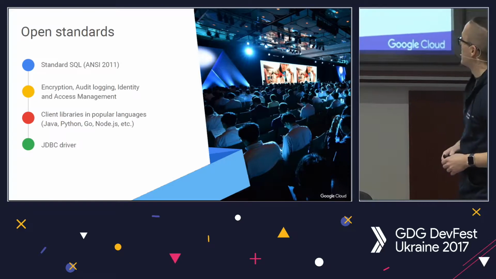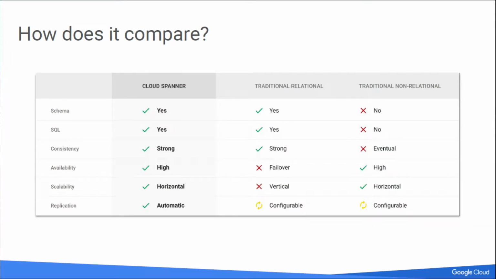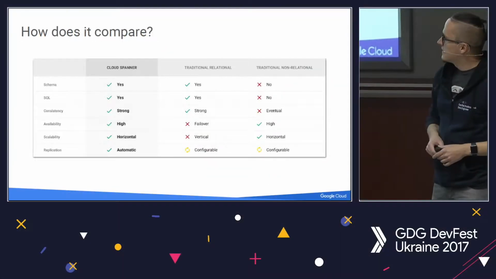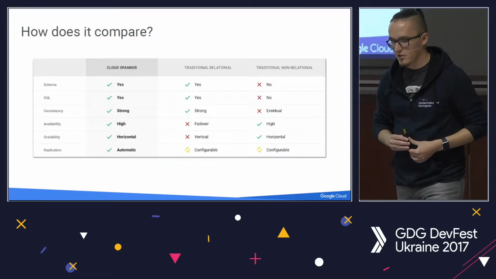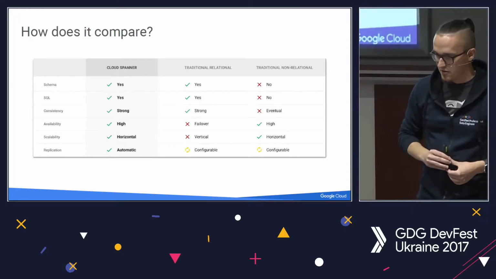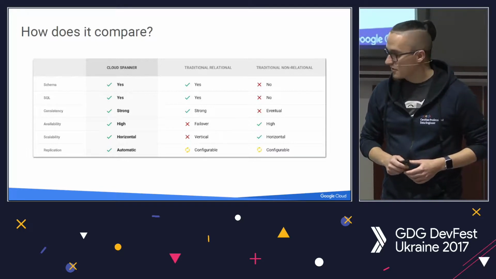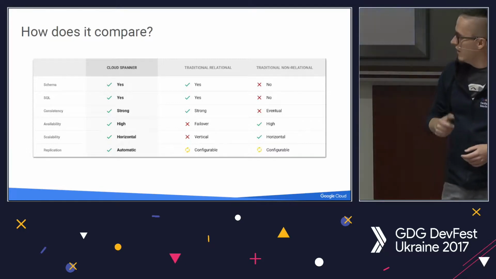Now, how does it compare? So Cloud Spanner, as you can see on the left, it checks out across multiple characteristics where traditional relational and non-relational are kind of on the fence. It does strong consistency, it does high availability without need of manual failover or having something like, you name it, Zookeeper, JProxy sitting on top of your MySQL cluster. And it does the automatic replication.